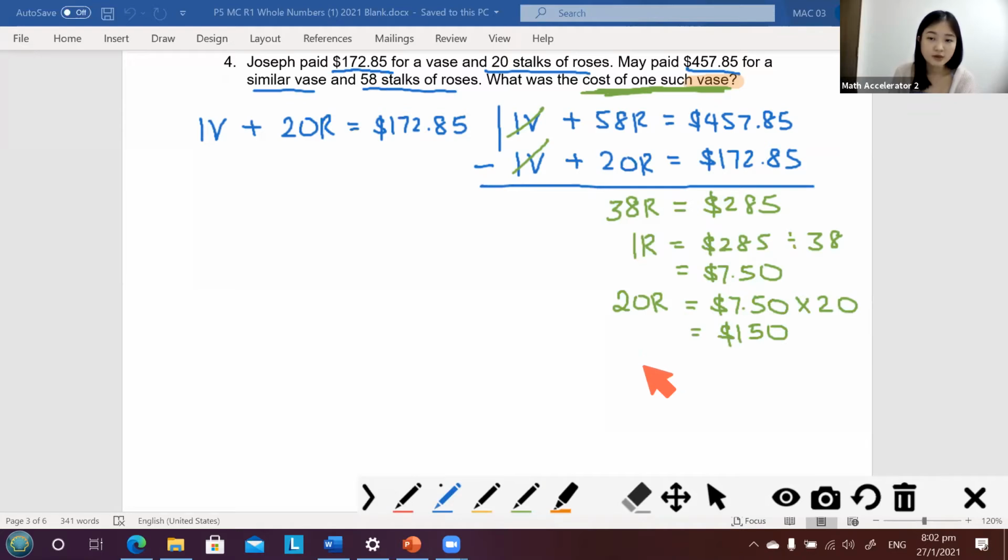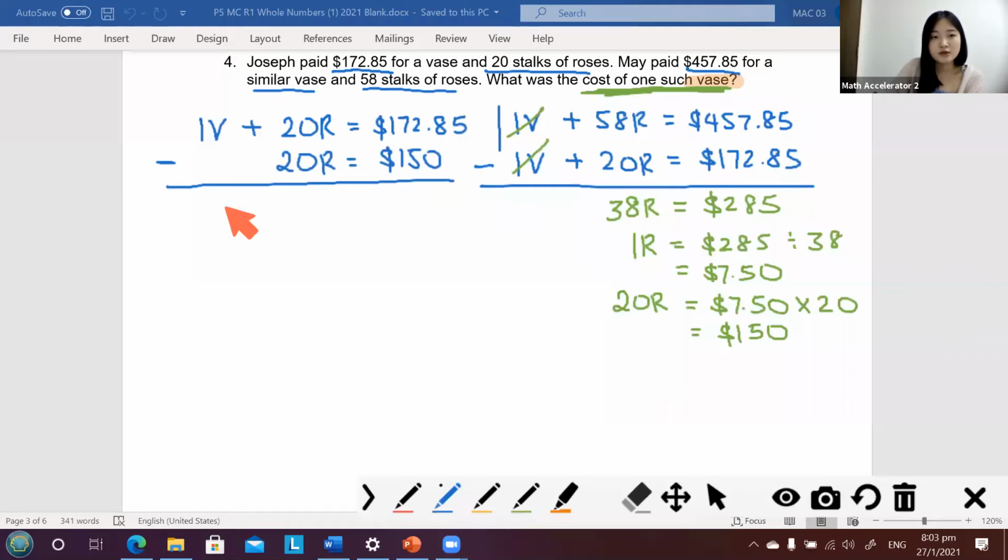Okay, yes, so you want to take away the 20 roses from here. Minus, yes, okay. So take away the 20 roses from this equation over here. We know that 20 roses is equal to $150. So your one vase, 20 roses minus 20 roses, no more. Then $172.85 minus $150.